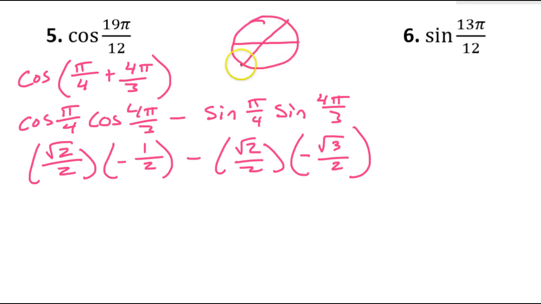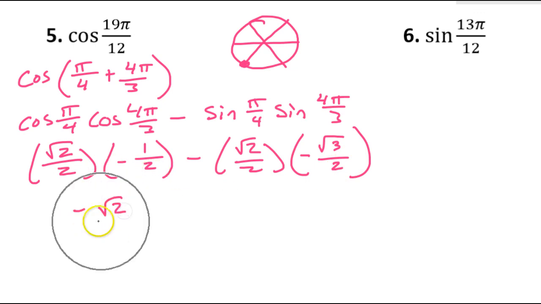Now, sine is a y value. So 4 pi over 3 is right here. Y values are negative in the third quadrant. So it will in fact be negative radical 3 over 2. So we have negative radical 2 over 4 from this business.